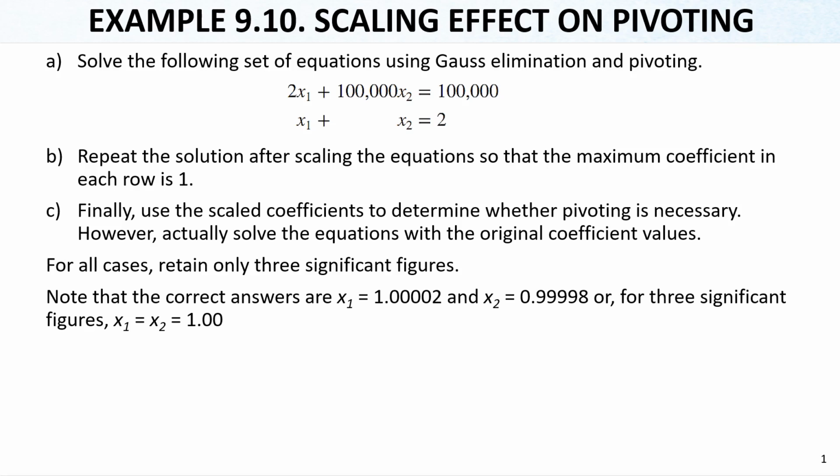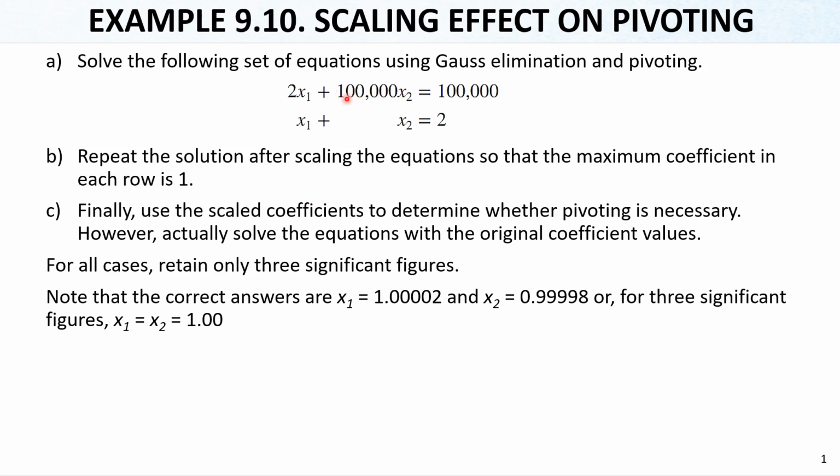Here we will have another example to be able to see the scaling effect on pivoting. So we have three cases. The first one, we simply solve these equations using Gauss elimination and pivoting. And in B, we will simply scale the equation so that the maximum coefficient is 1, then solve the equation. Here, for instance, this is very large.